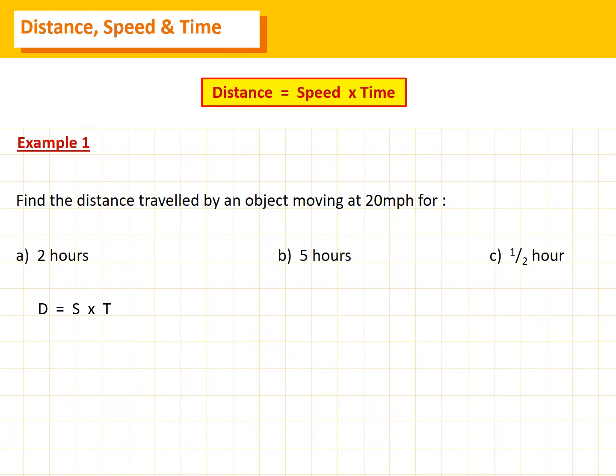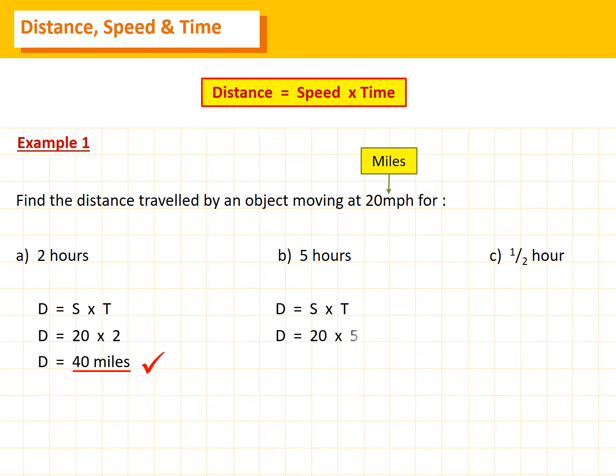So in part A, the speed is 20, the time is 2. That's 40 miles. Notice the units are miles, because in our unit of speed here, we're given miles per hour. In part B, using distance equals speed times time, 20 times 5, 100 miles. And finally, distance equals speed times time, 20 times a half, that's 10 miles.